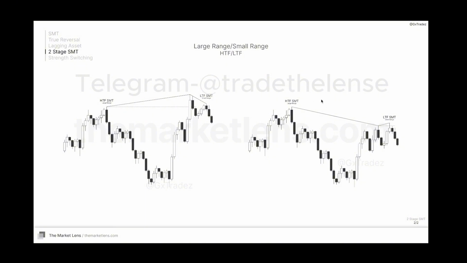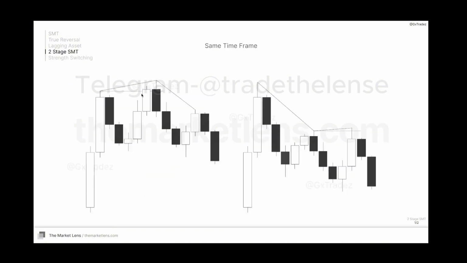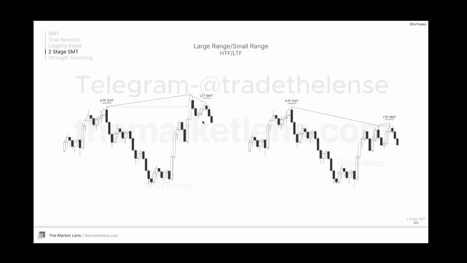How do you know it's not going to break? Well, we can essentially confirm the SMT with an SMT, and ideally, what do we want to see? Strength switching. Sorry, I can't talk. So it's going to be the same thing where it almost looks like a roof, right? Where we have the asset sweeping and then immediately following we're creating a failure swing. Same thing. It kind of looks like a roof, right?